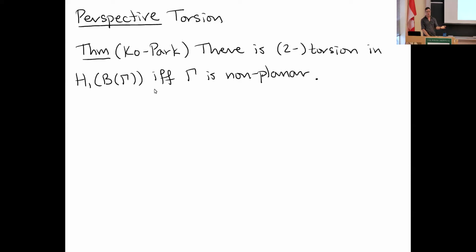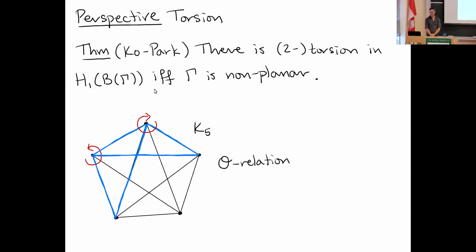But there is torsion. Again, Ko and Park's seminal work on H1 shows that the presence of 2-torsion in H1 is equivalent to non-planarity of the graph. So torsion detects planarity of the graph. And this is actually very easy to see with what we've established so far. K5 is one of the two basic examples of non-planar graphs. The other is K3,3. What we can see immediately is that there must be 2-torsion.